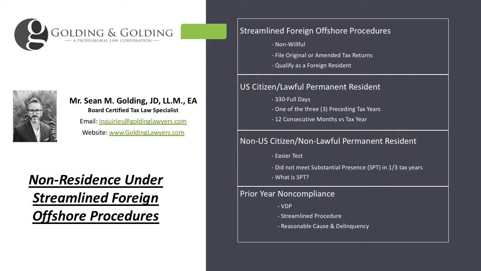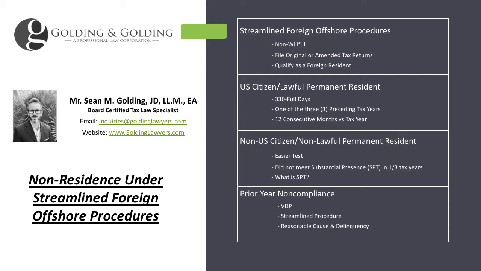For the domestic version of the program, which is for non-foreign residents, for U.S. residents essentially, you had to file original tax returns in order to qualify. For Streamlined Foreign, you don't have to. You could file original returns as part of the program, but the most important aspect is to qualify as a foreign resident. So who qualifies as a foreign resident?